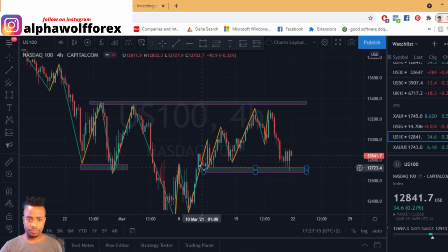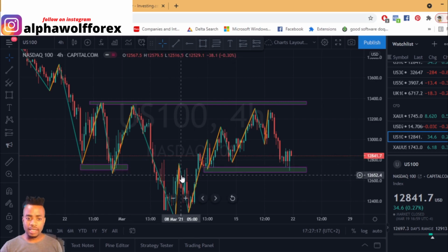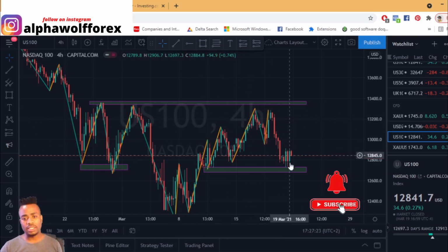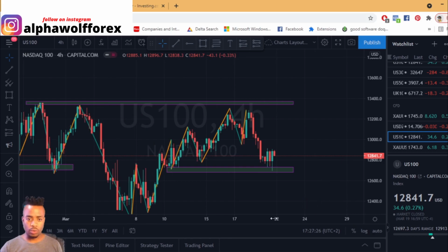Now we are here again. We are on the same zone where a double bottom happened, and then it pushed all the way to the upside. This is what's happening on the 4-hourly chart. What does that tell us?